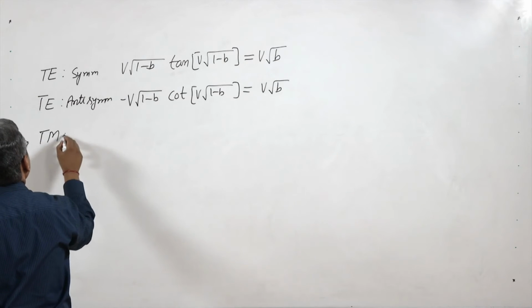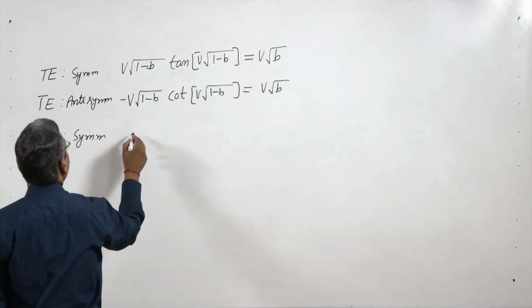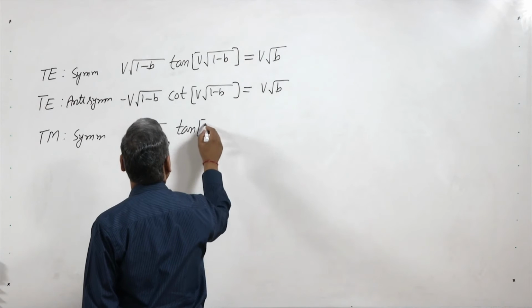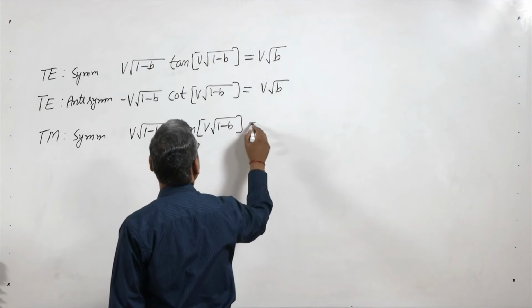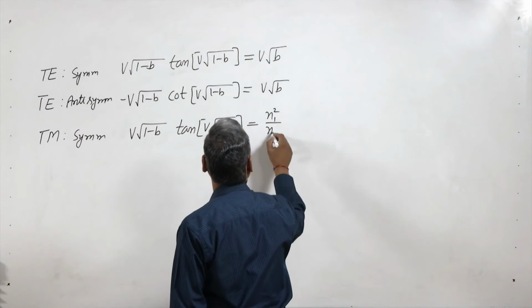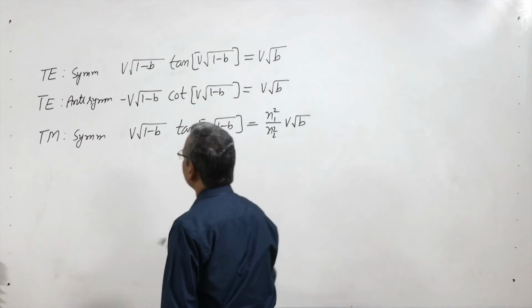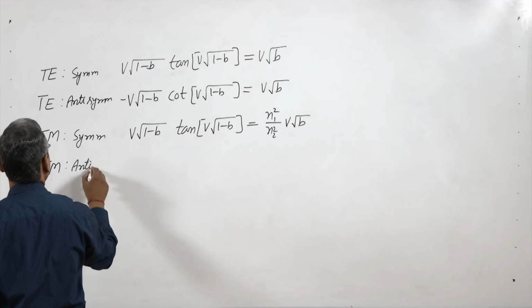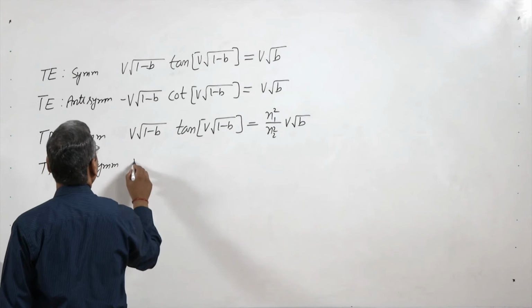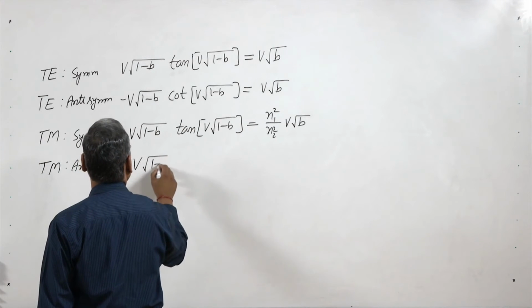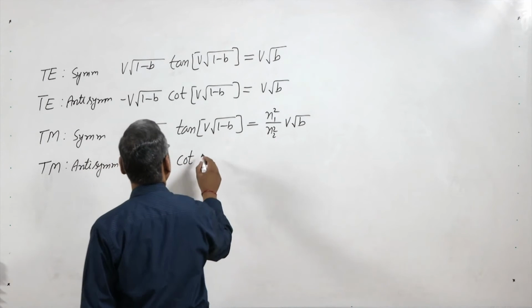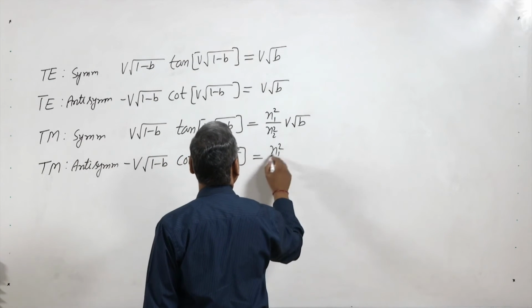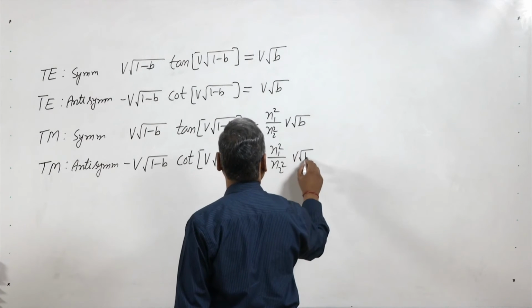TM symmetric is V square root of 1 minus B tan(V square root of 1 minus B) is equal to N1 square over N2 square V square root of B, and TM antisymmetric is equal to minus V square root of 1 minus B cot(V square root of 1 minus B) is equal to N1 square over N2 square V square root of B. Okay.